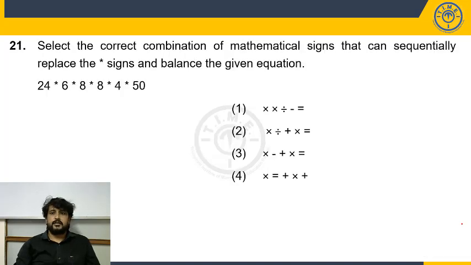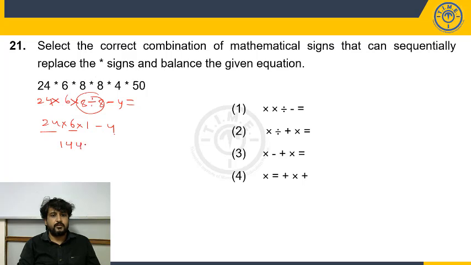Select the correct combination of mathematical signs that can sequentially replace the star signs and balance the given equation. Here we have to substitute the choices. We have to go through the choices. These questions will be answered using the BODMAS rule. The first preference will be given to division. So we have 24, 6, 8, 8, 4. 8 divided by 8 is 1. So 24 into 6 into 1 minus 4. Next will be multiplication. 24 into 6 is 144, minus 4 will be equal to how much? 140. But actually it is given equal to 50. So not the first option. Let us substitute the second option.